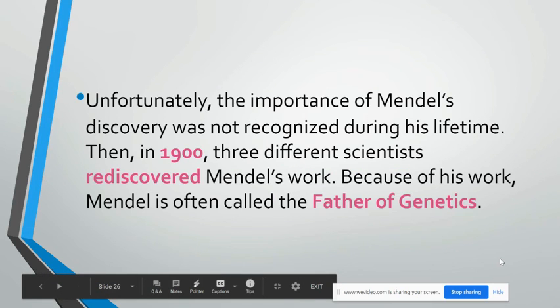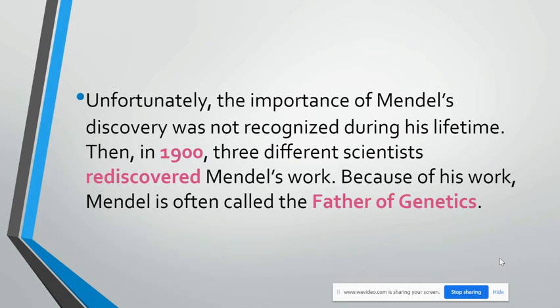So the unfortunate thing is that Mendel made all these discoveries, but it didn't get recognized while he was living. So in the early 1900s, there were three different scientists that rediscovered his work, and were able to look back at it and study it even more and build upon it. And so he's now known as the father of genetics.